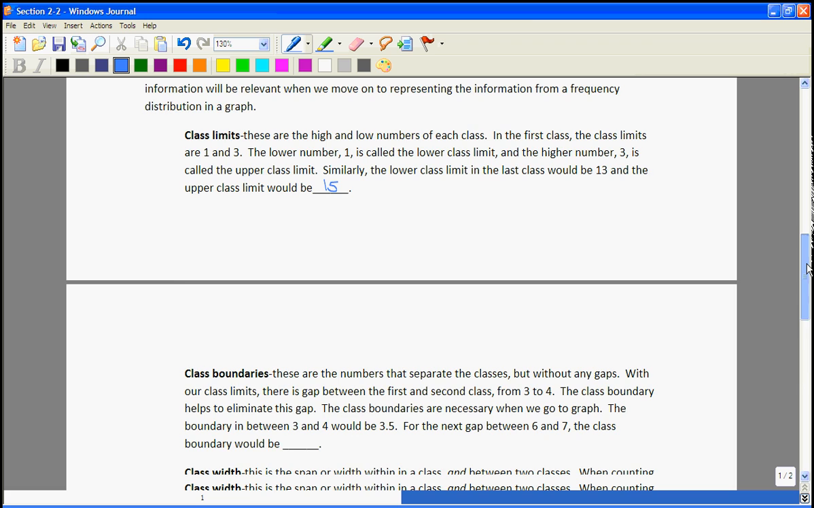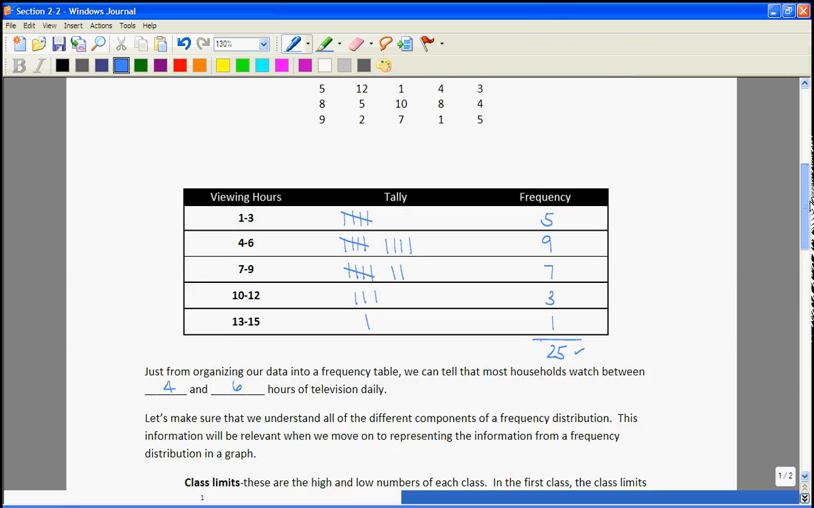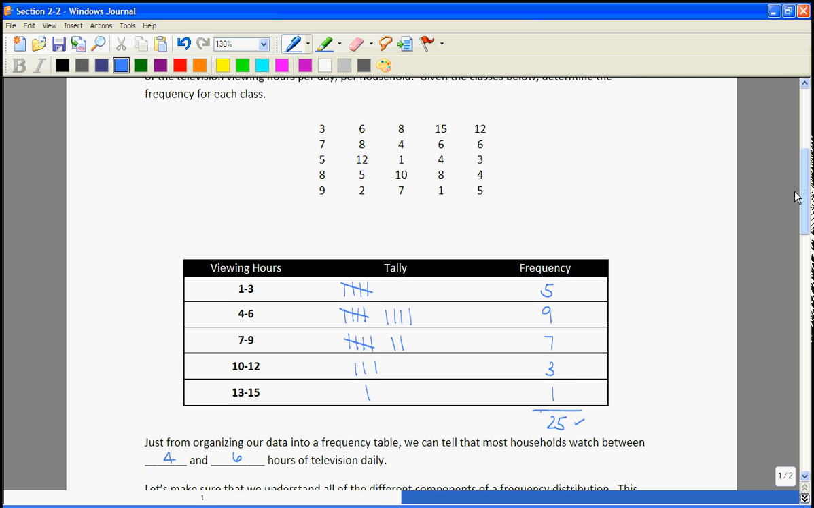Then you have what are called class boundaries. Now notice what's going on with the class limits, and especially this type of data, it looks like it was collected in a discrete form. Now we could, with time, note it as continuous. We could get things down to the half hour or quarter hour or to the minute or the second, but it looks like the way this data was collected, it was just every full hour.